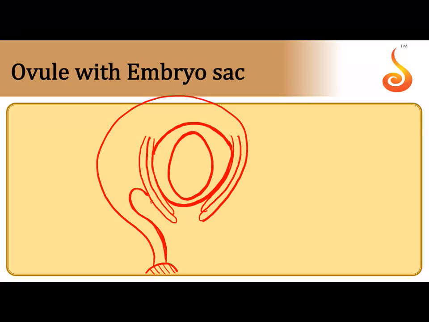Okay, so I told you that surrounding the embryo sac, what is this nutritive tissue? What is this I'm filling up here? Nucellus. You fill up the gaps in your books. In the previous diagram I had filled it up. Okay? So this is the nucellus.